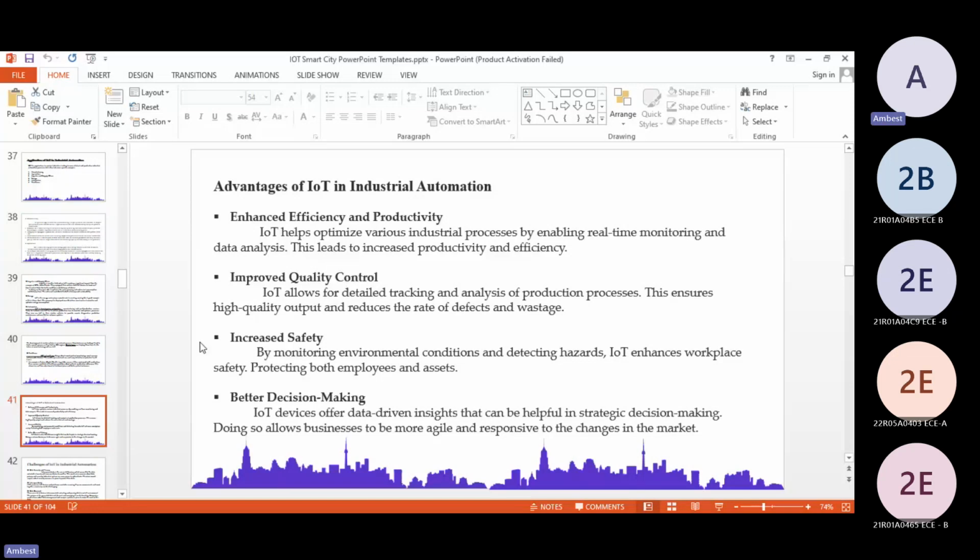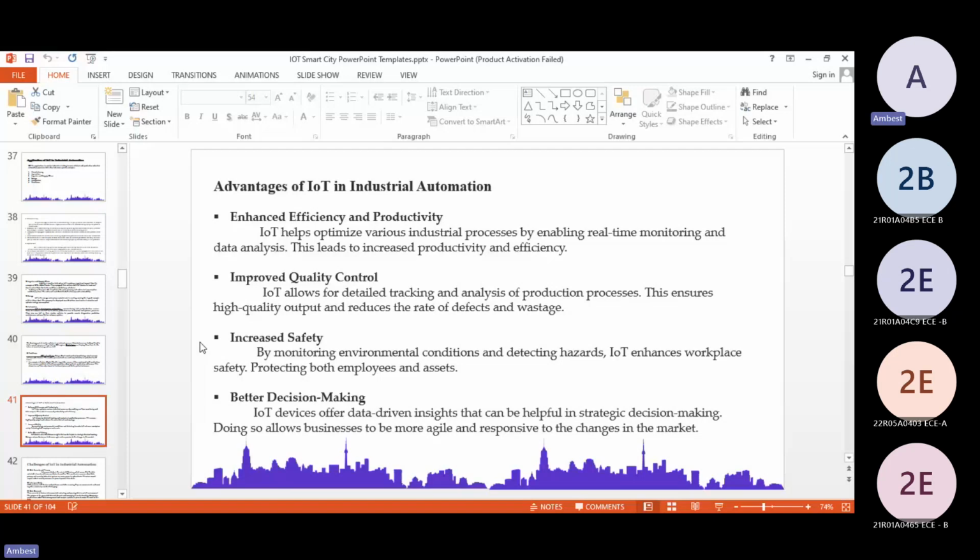Coming to the next thing, the advantages of IoT in industrial automation. There were four things: enhanced efficiency and productivity, improved quality control, increased safety, and better decision making. Coming to the first, enhanced efficiency and productivity: this helps to optimize various industrial processes by enabling real-time monitoring and data analysis, which leads to increased productivity and efficiency.